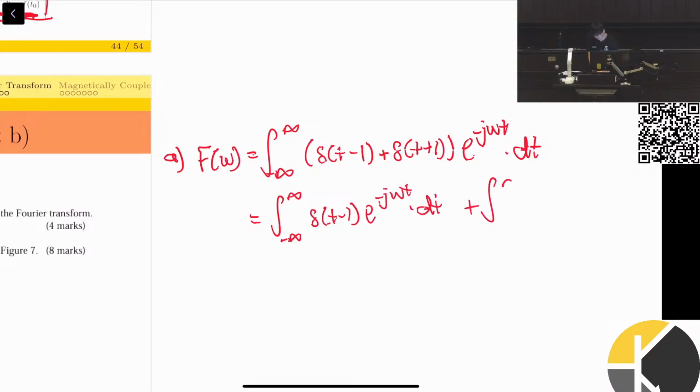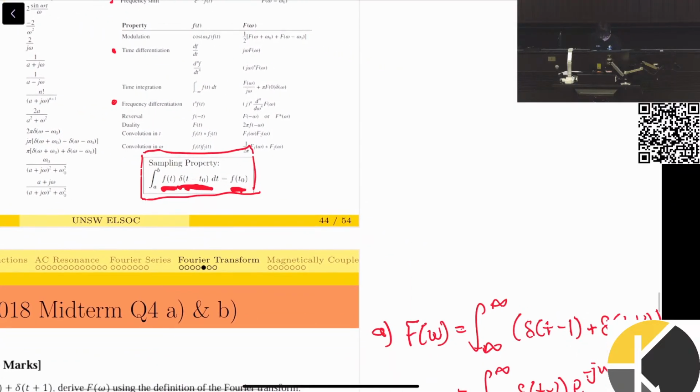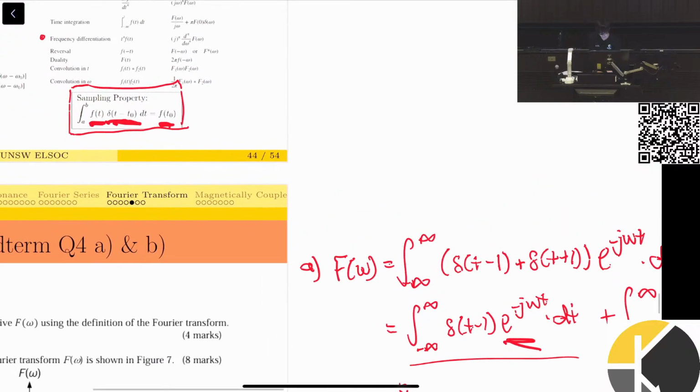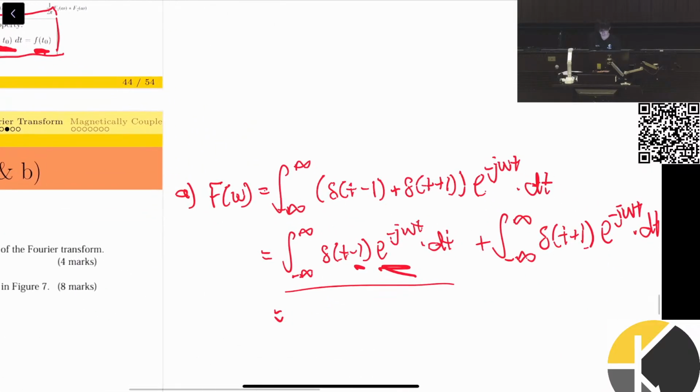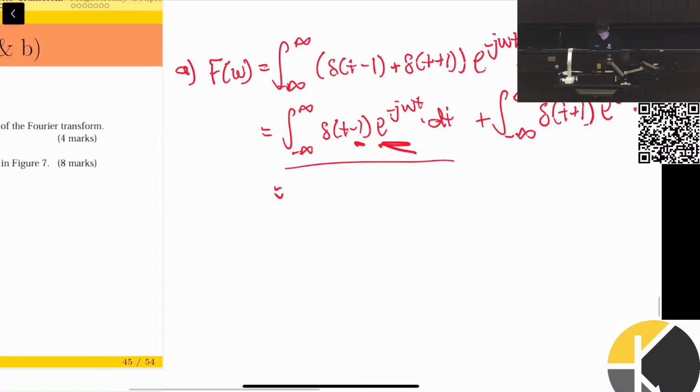Just so it looks a bit clearer when we apply the sampling property. So now this is in the exact form of the sampling property formula that we have here. Our function, in this case f of t, is e to the negative j omega t, and the time that we're sampling at is 1. So the result of this function is just e to the negative j omega t when t equals 1. So this is just e to the negative j omega.